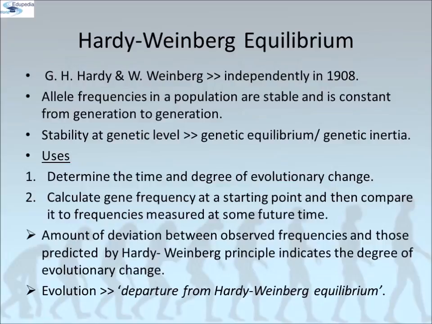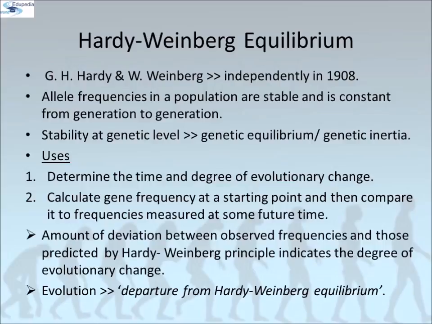According to Hardy-Weinberg law, under certain conditions of stability, allelic frequencies remain constant from generation to generation in sexually reproducing organisms. If all other factors remain constant, the frequency of particular genes and alleles, the proportion of one particular type of allele to the total of alleles at a given genetic locus, will remain constant in a population through generations. This kind of stability at the genetic level is called genetic equilibrium or genetic inertia.